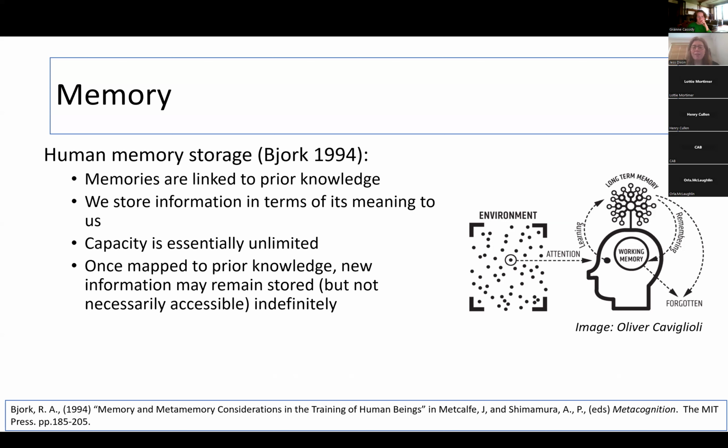Bjork calls it a memory modifier, saying that this process of recalling something adds to the memory and solidifies it in our memory. So how does memory work? Bjork, in 1994, talks about human memory storage and how it differs from what you might assume of computer storage. The importance of human memory is that we really need to link new information to prior knowledge, and this new information is then stored in terms of meaning.